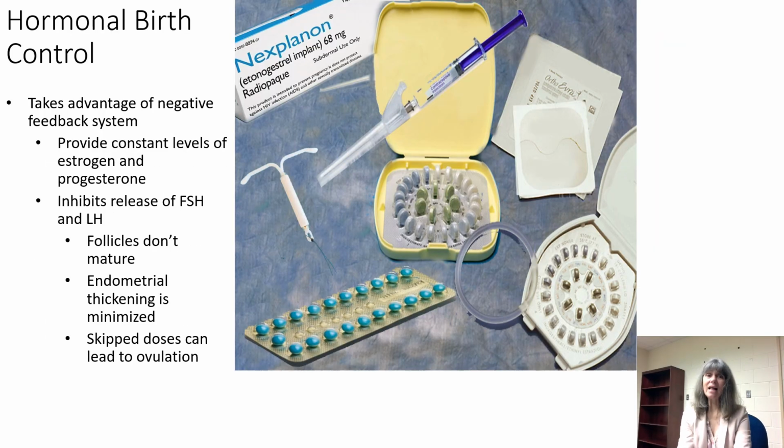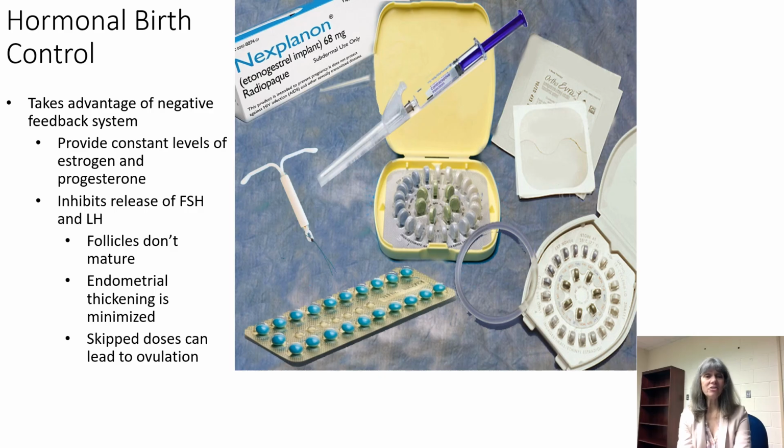This is our last slide, and in this slide we're going to discuss hormonal birth control. This takes advantage of the negative feedback system because with hormonal birth control, these chemicals provide constant levels of estrogen and progesterone, inhibiting the release of follicle-stimulating hormone and luteinizing hormone. So the follicles don't mature, and endometrial lining thickening is minimized.